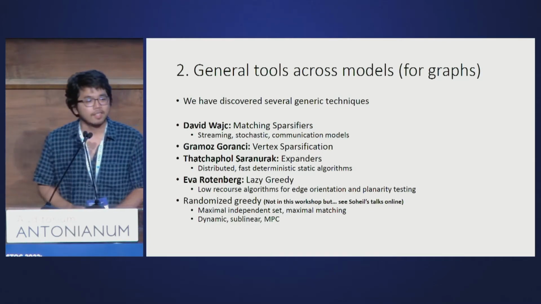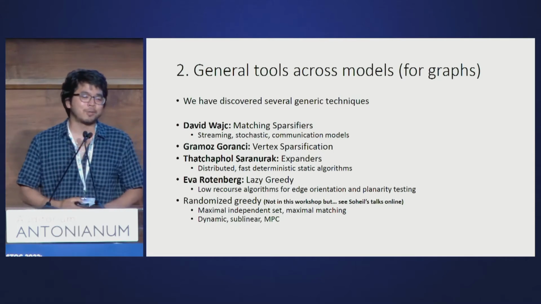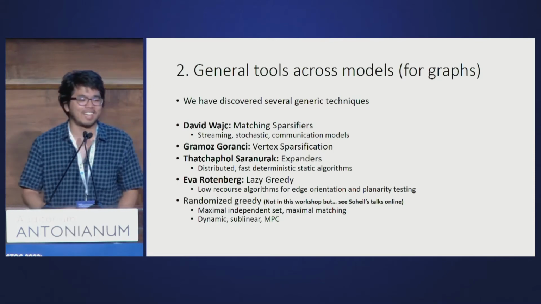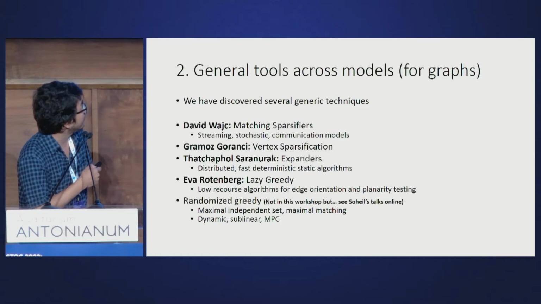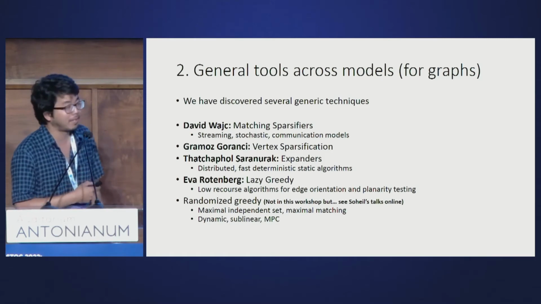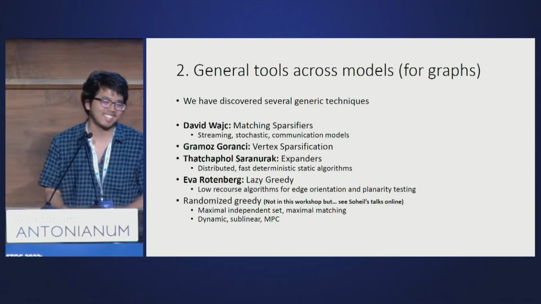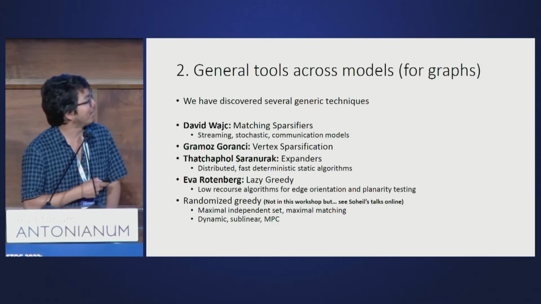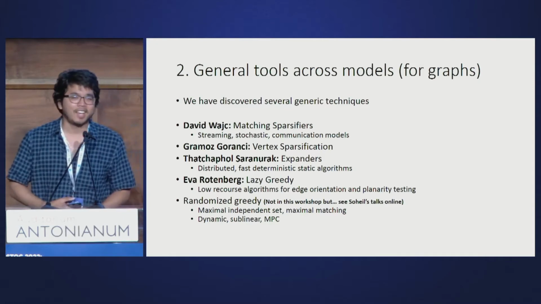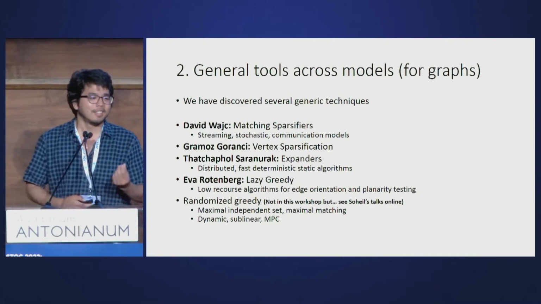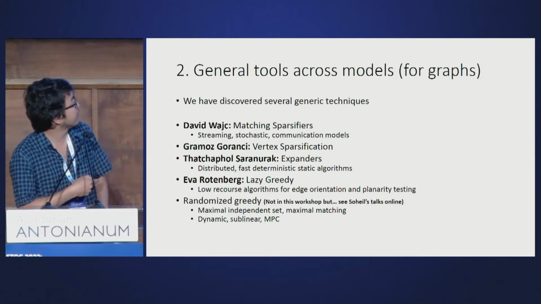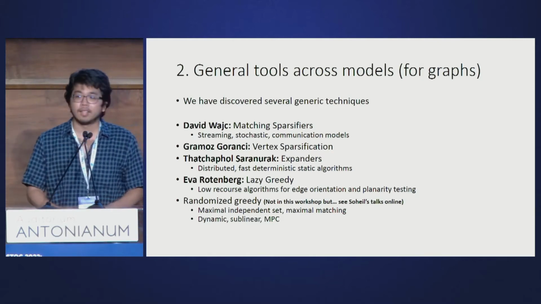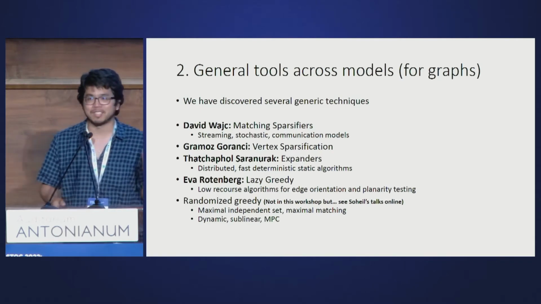Right. And the next thing that I just want to mention, although unfortunately we don't have time to talk about it, is a technique called randomized greedy. It's not going to be in this workshop, but if you have a look on the internet or YouTube, Sohail has a bunch of talks about this. This technique is also very useful for maximal independent set and maximal matching, this kind of problem. And it can be useful for many areas, like dynamic algorithms, sublinear algorithms, MPC, and so on.